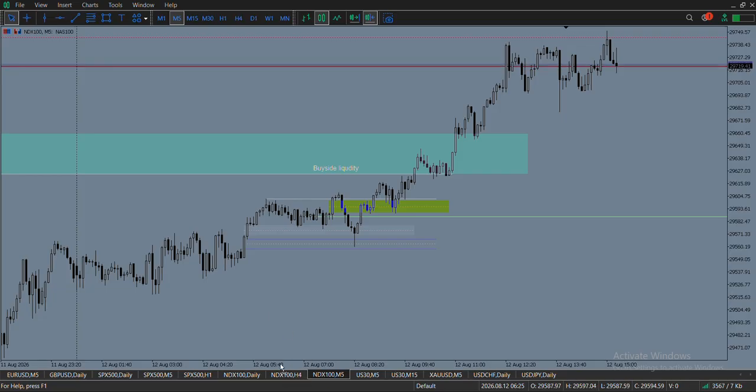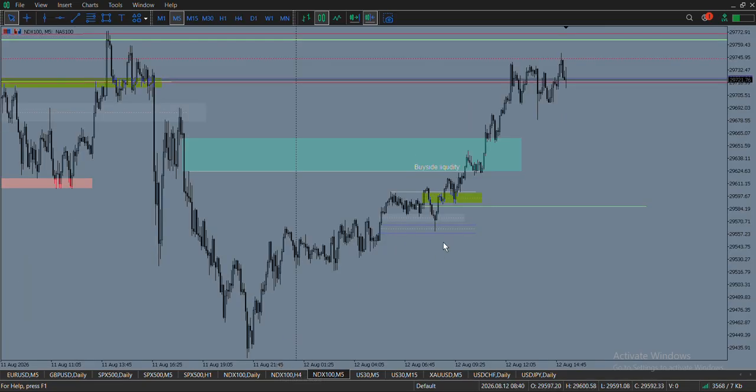So from today in the morning, pre-London, I was talking about how we were aiming for this buy side here, together with this inefficiency here. Anybody who studied ICT concepts understands that this is an inefficiency. It's a sell-side imbalance buy-side inefficiency, in itself from this low to this high.